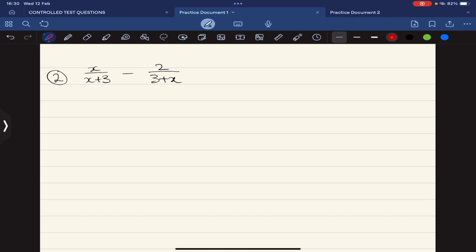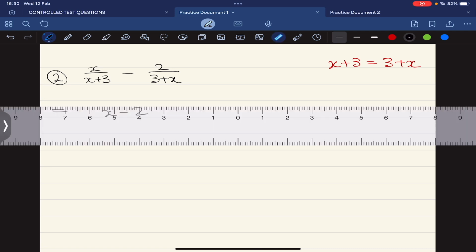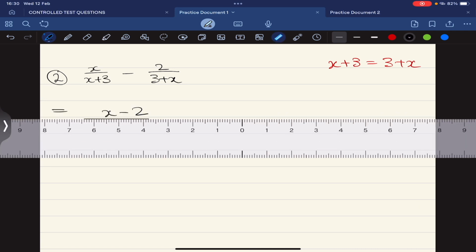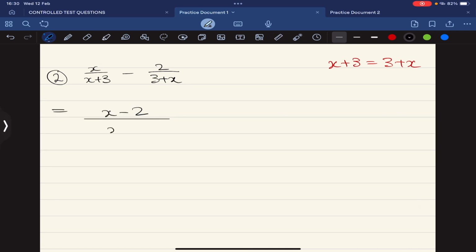X plus 3 is equal to 3 plus x because of the commutative property of whole numbers and integers, those two sums are equal, they are the same. So I can then just write my x minus 2 over the same denominator of x plus 3, and that's that.